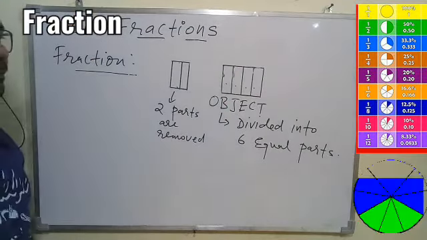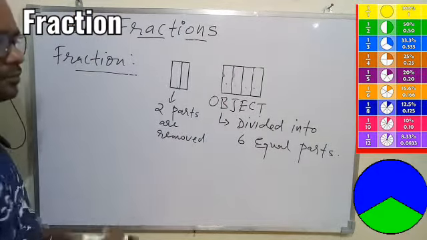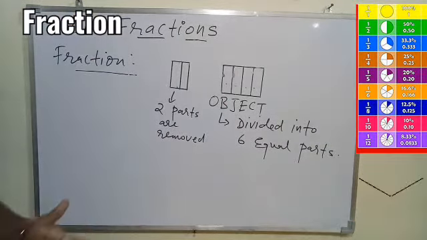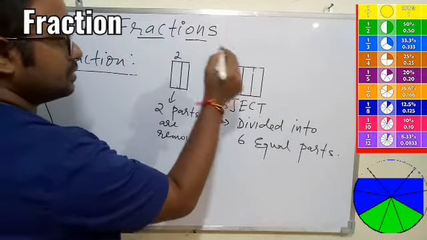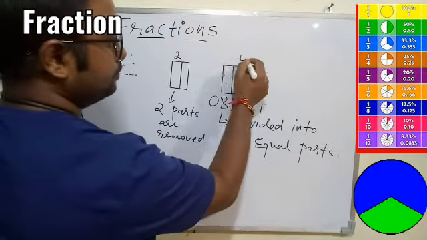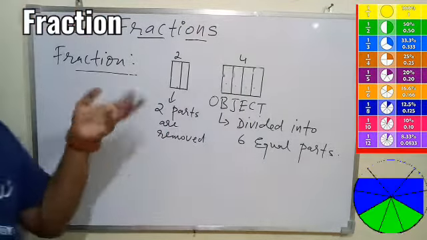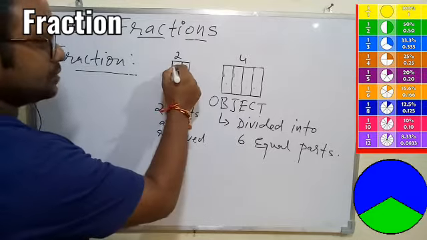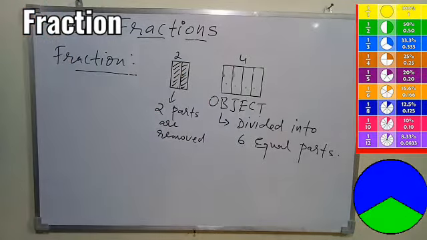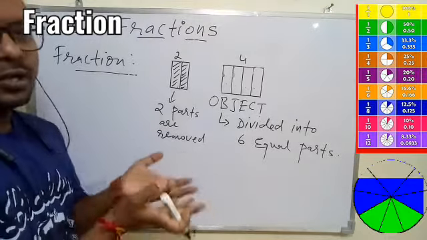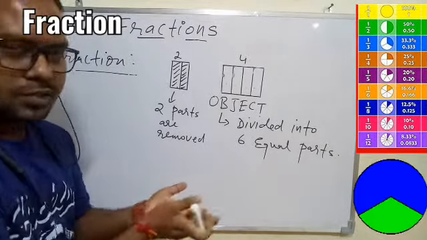Okay, so now what condition we have? We had one object, we divided that object into 6 equal parts. Out of 6, now 2 parts are removed. So one side now we have 2 parts and one side we have 1, 2, 3, 4. So 4 plus 2, 6. Okay, so let me shade it because we have removed this from the same object. Now this is your condition, this is your situation.